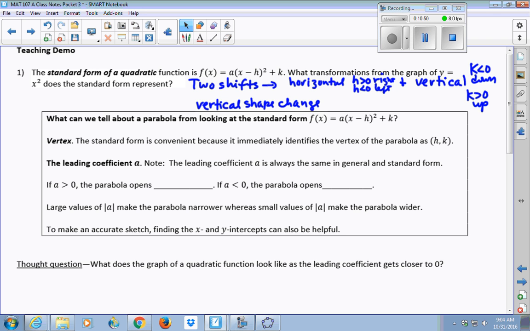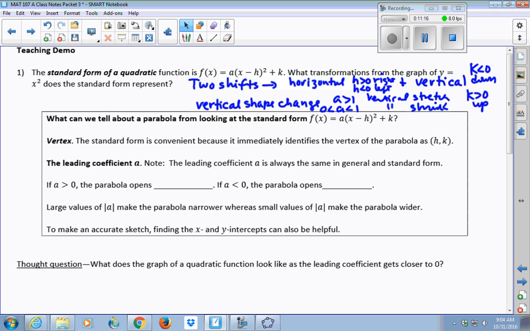The vertical shape change, well, if A is bigger than 1, we know it's a stretch, as Hunter pointed out. It's a vertical stretch. Again, these always act like we think they should act. And if it's a fraction between 0 and 1, then we know it's a vertical shrink or compression, whatever term you like to use. Okay?